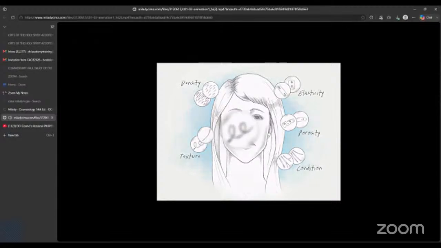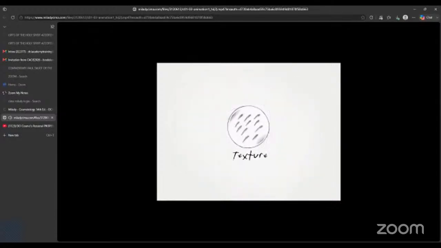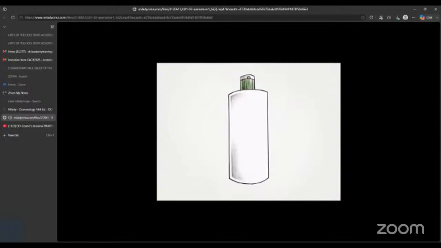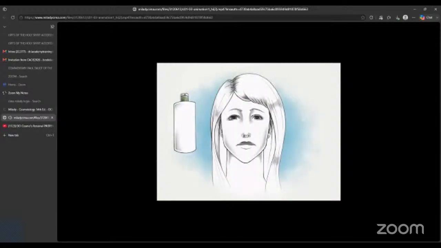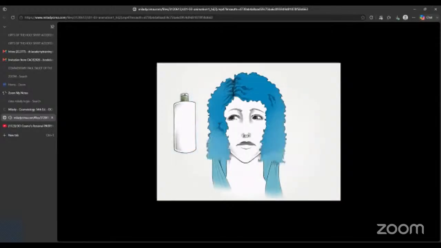Next up, texture. If density is the number of strands, texture is the size of each strand. Fine, medium, or coarse. Or small, medium, or large size strands. Texture helps you decide what kind of conditioner to use and is a big deal in coloring or perming. Whether the strands are fine, medium, or coarse matters.